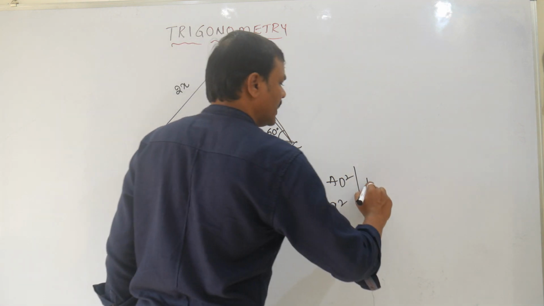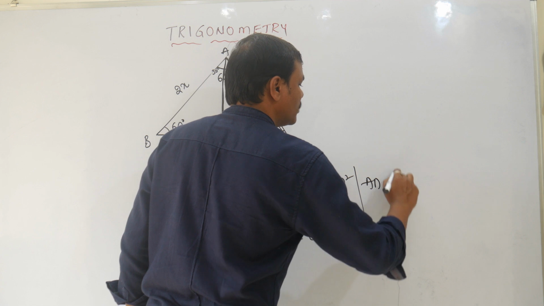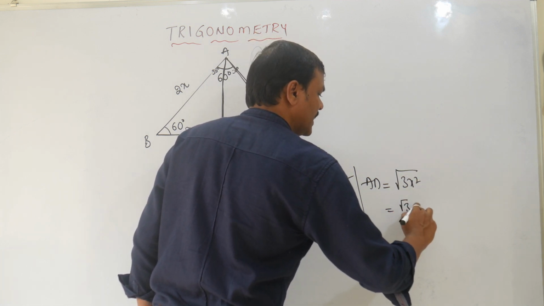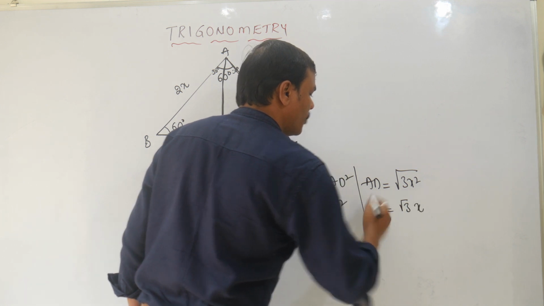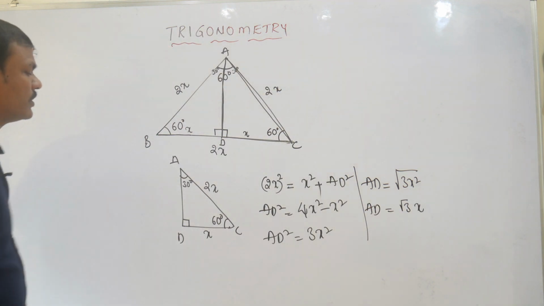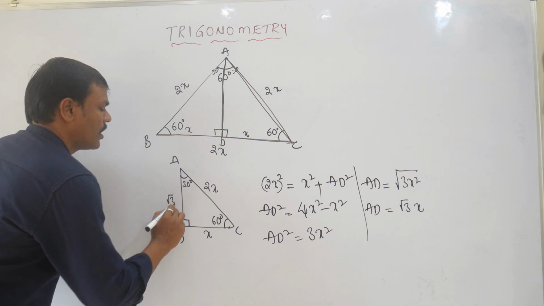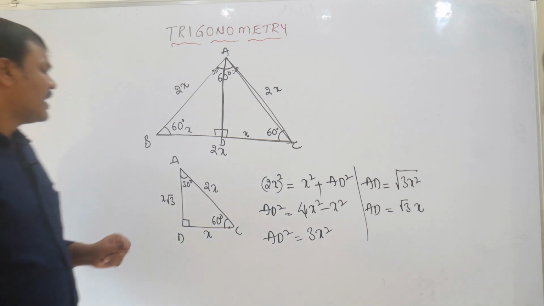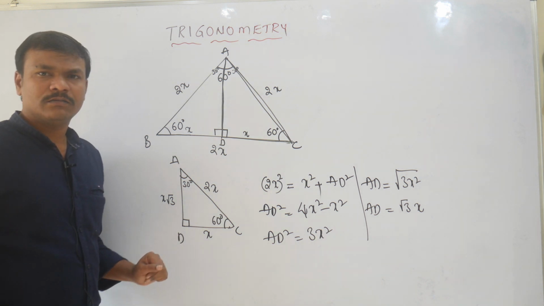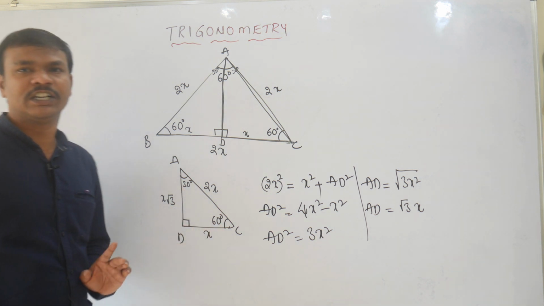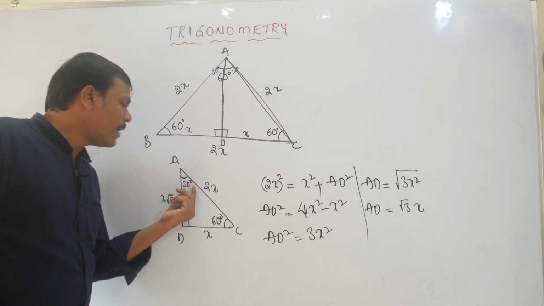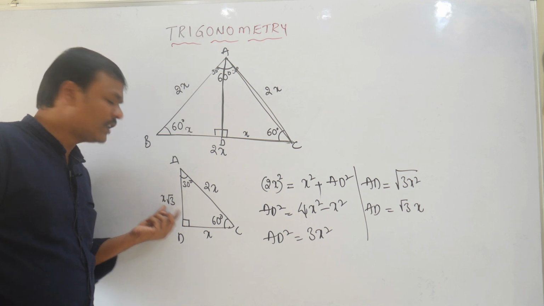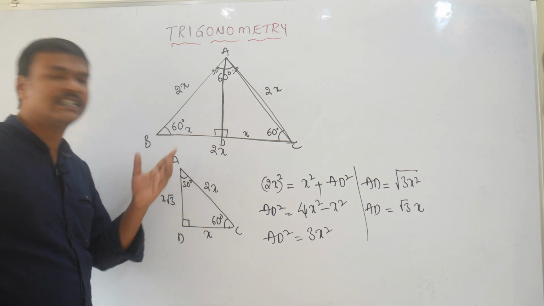Then AD is equal to the square root of 3x square, that is, root 3 x. So AD is equal to how much? Root 3 x. So one of the sides is root 3 x, which is nothing but x root 3. So what we have is a right angle triangle with angles of 30 degrees and 60 degrees. The sides are: opposite to 30 degrees is x, opposite to 60 degrees is x root 3, and opposite to 90 degrees, the hypotenuse, is 2x.